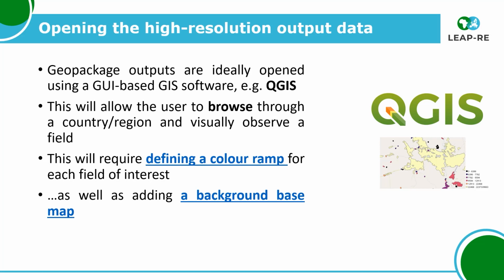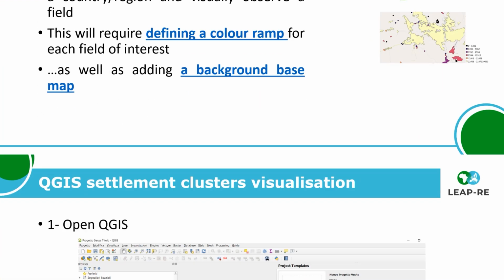The software will allow us to browse through the data that we downloaded, so the region in question, and to visually observe the distribution of the settlements, and then perform some operations such as coloring them conditional on the field of interest to get a sense of which settlements within the country are most promising for our goals, as well as adding maybe a background map such as satellite imagery.